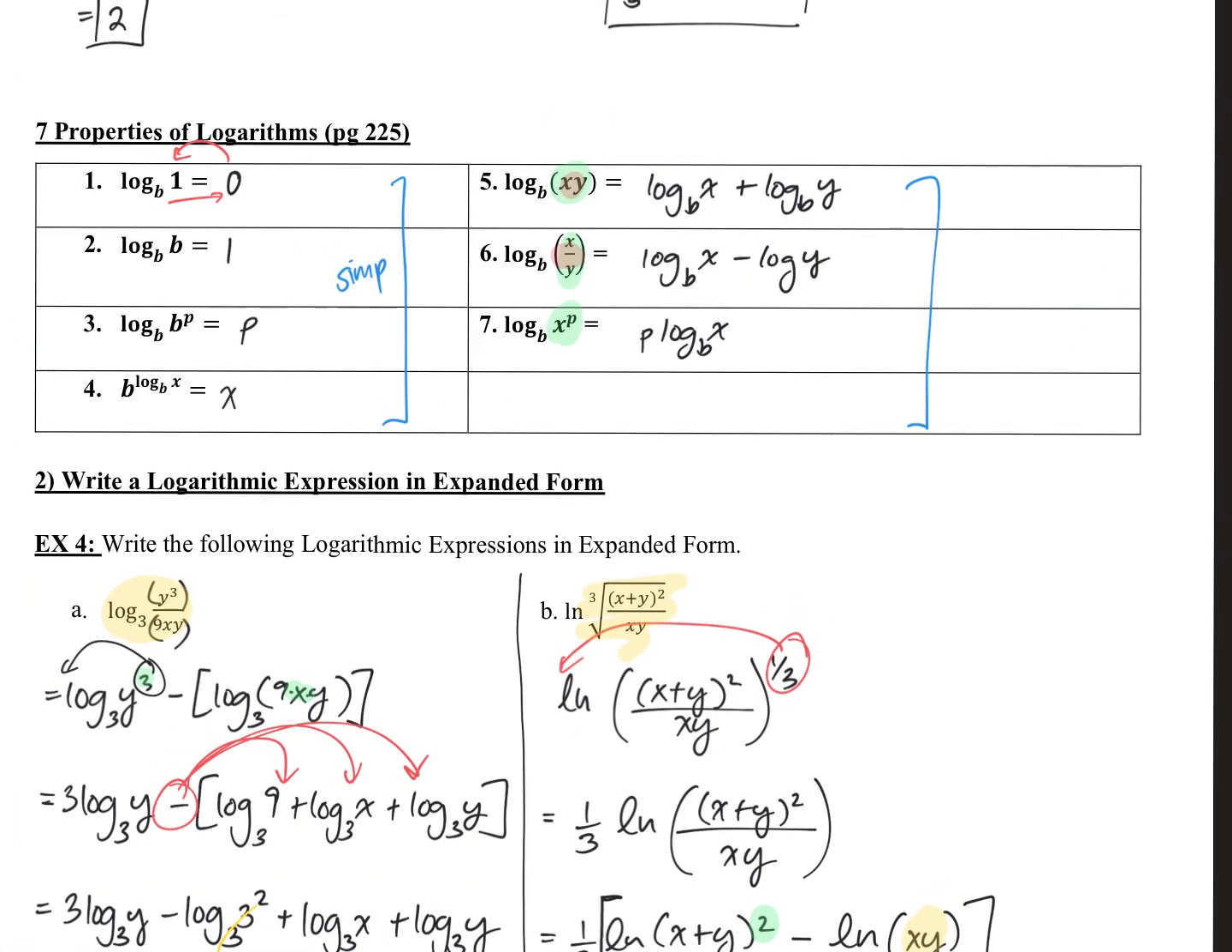For example 4, we went from this side to this side. So we expanded. We went from the condensed version to the expanded version. Now what we're going to do in the next example is go from the expanded version over to the condensed version. So if we see any addition, we're going to turn that into multiplication. If we see any subtraction, we're going to turn that into division. And if we see any powers on the outside, we're going to bring them back up to the top of our argument. All right, so that's what we're doing this time. We're kind of doing the exact opposite direction.